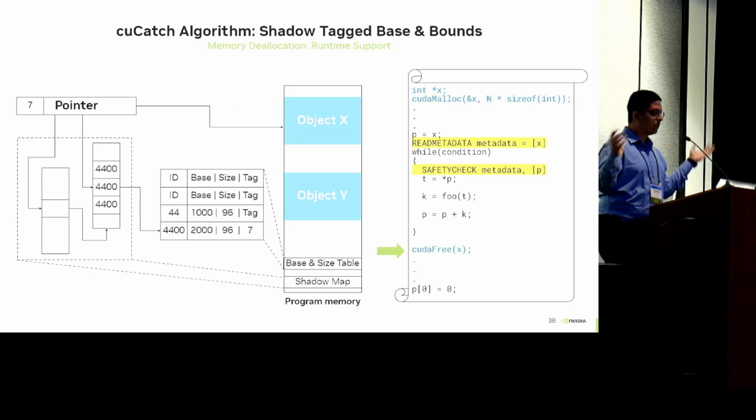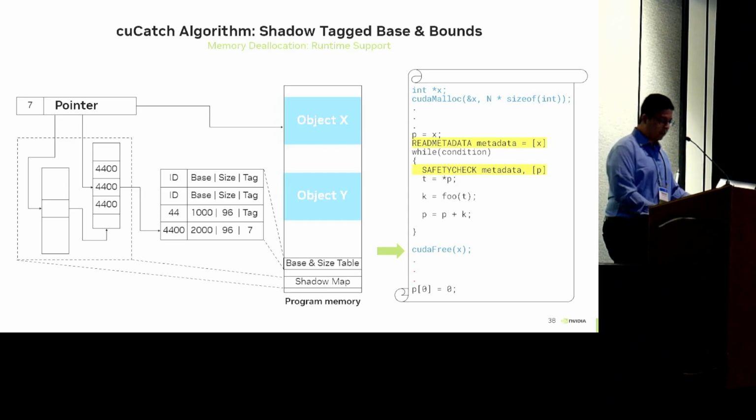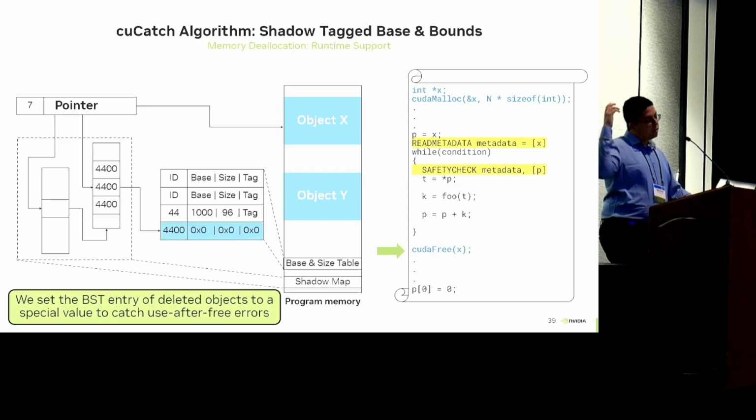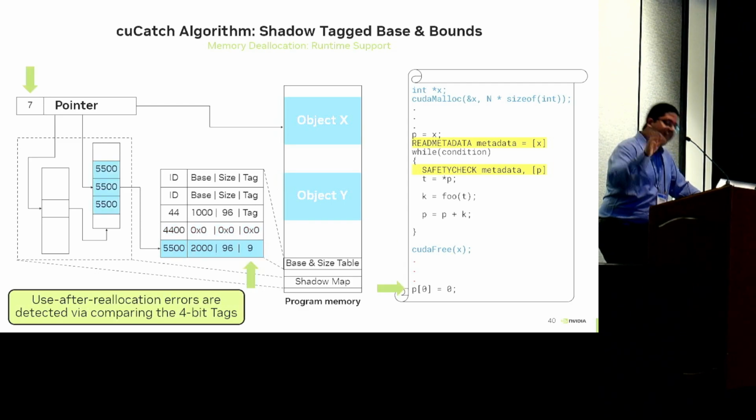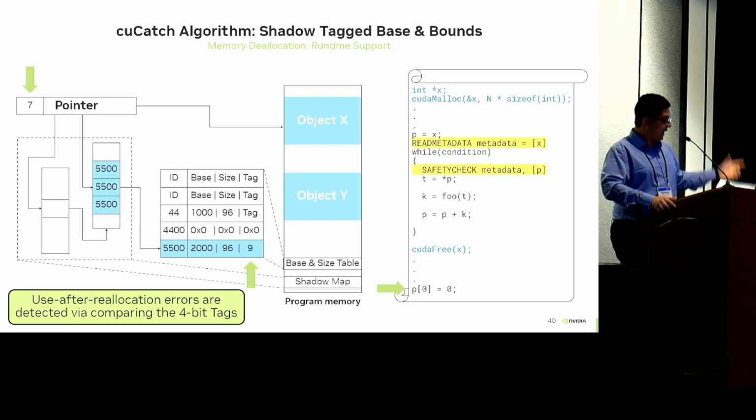Finally, when this object is freed or deleted, we simply set its entry's base and size to null. This way, we can effectively detect use after free errors, even if the memory is reallocated to, say, a completely different object. We can still catch those dangling pointers by simply comparing the tag from the pointer against the tag from the BST entry of the current allocation.